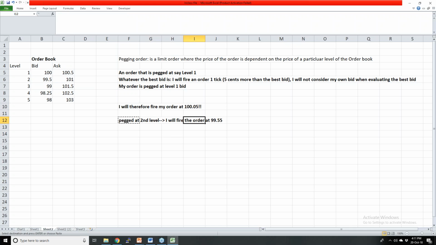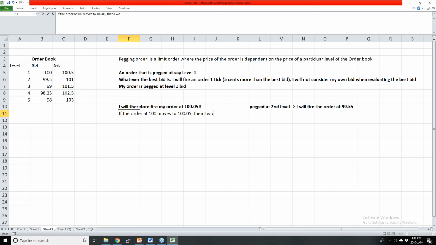All right. Now, if the order at 100 moves to 100.05, right? Then I would modify my order to 100.1, right?